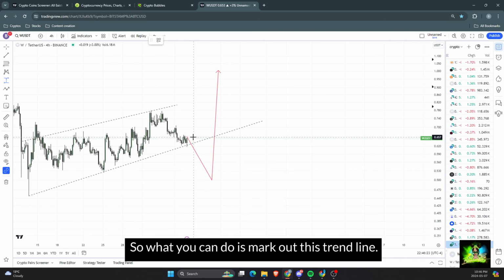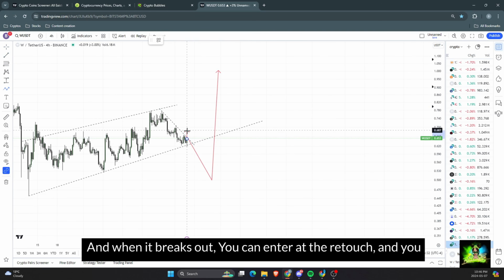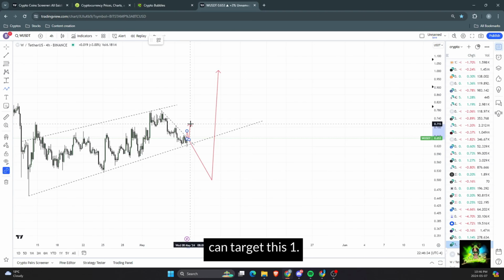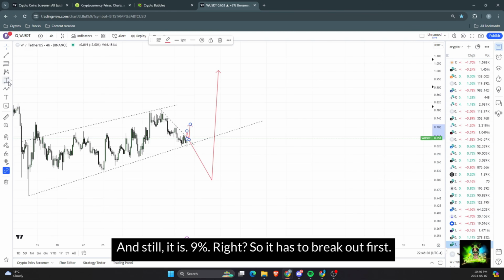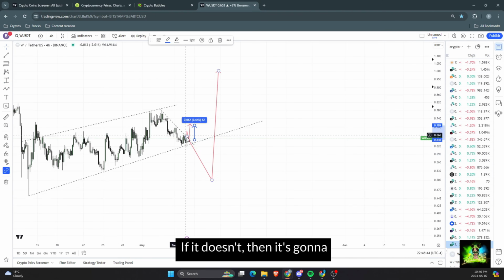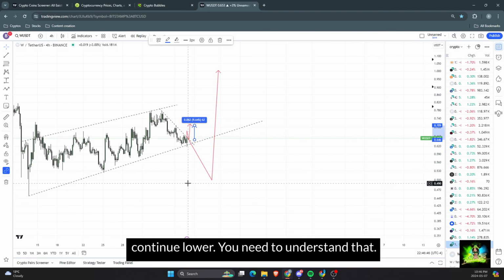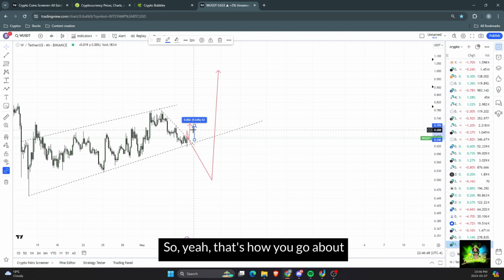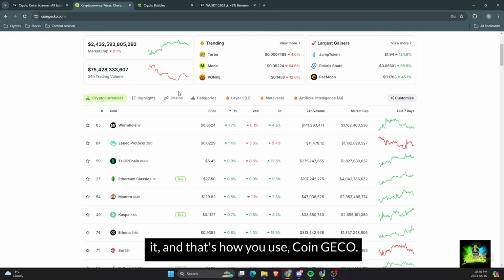So what you can do is mark out this trend line, and when it breaks out, you can enter at the retouch and you can target this one. And still it is 9%, right? So it has to break out first. If it doesn't, then it's going to continue lower. You need to understand that. So yeah, that's how you go about it, and that's how you use CoinGecko.